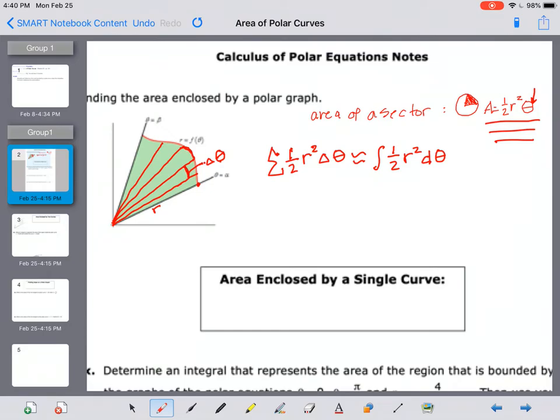So we're taking an integral with respect to theta. Now, we usually put an a and a b as our limits. With polar curves, we don't use a and b, but we use very similar letters, alpha and beta. Remember, Greek letters. Alpha and beta are going to be the angles that bound our region.